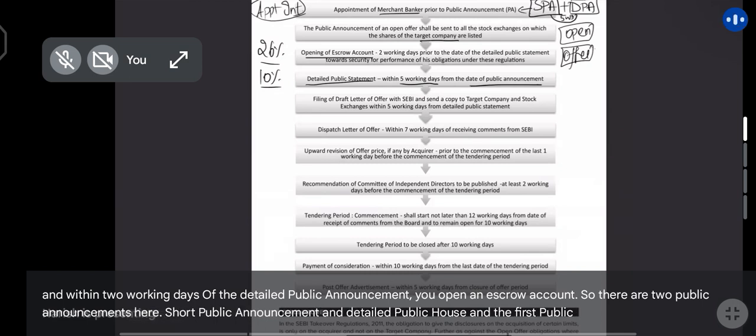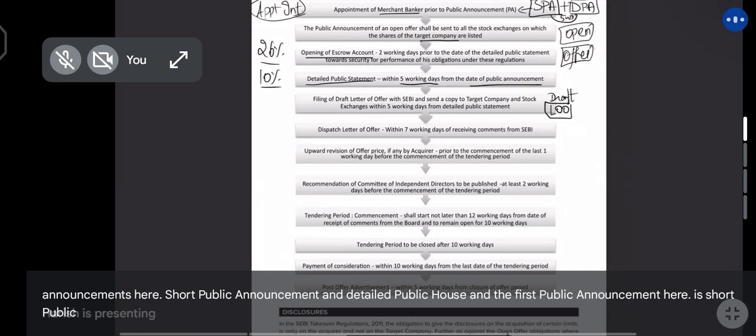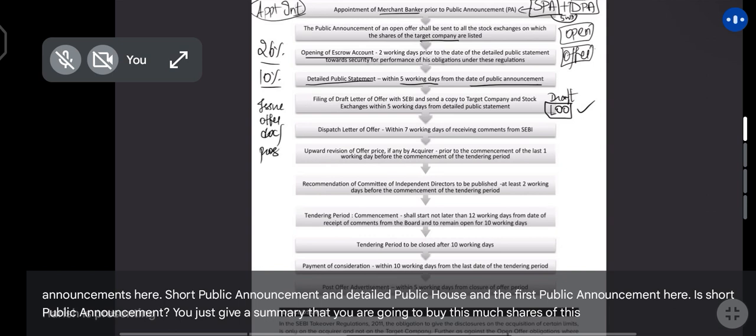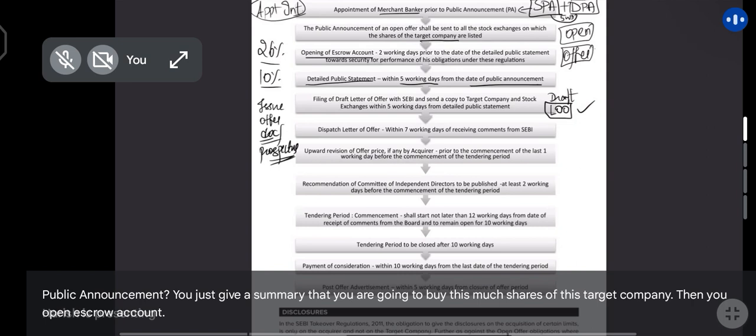There you filed a draft prospectus. Here you will file a draft letter of offer. Whenever you buy shares, you file a letter of offer. Whenever you issue shares, you issue an offer document, which is also called a prospectus. That's the only difference. You're not issuing shares, you're buying shares which are already existing, so you will file a draft letter of offer, and just like the draft prospectus is filed with SEBI, the draft letter of offer will also be filed with SEBI, and this should be done within 5 working days of the detailed public announcement.